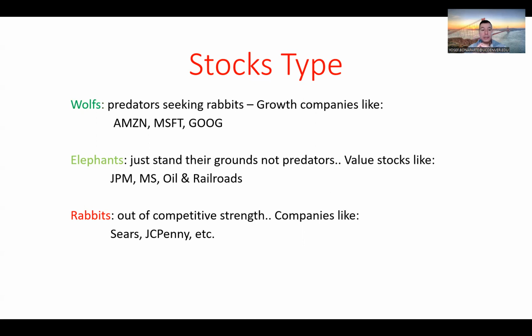The other type of companies are elephants. Basically they're big and fat. You cannot push them, you cannot move them. They're there and will continue to be there, like the banks, the oil companies, and the railroads. All of these are value stocks. We call them value stocks. They are kind of elephants. And then there are rabbits. I'm not sure if you still remember companies called Sears, JCPenney, Kohl's. All of these companies are rabbits.